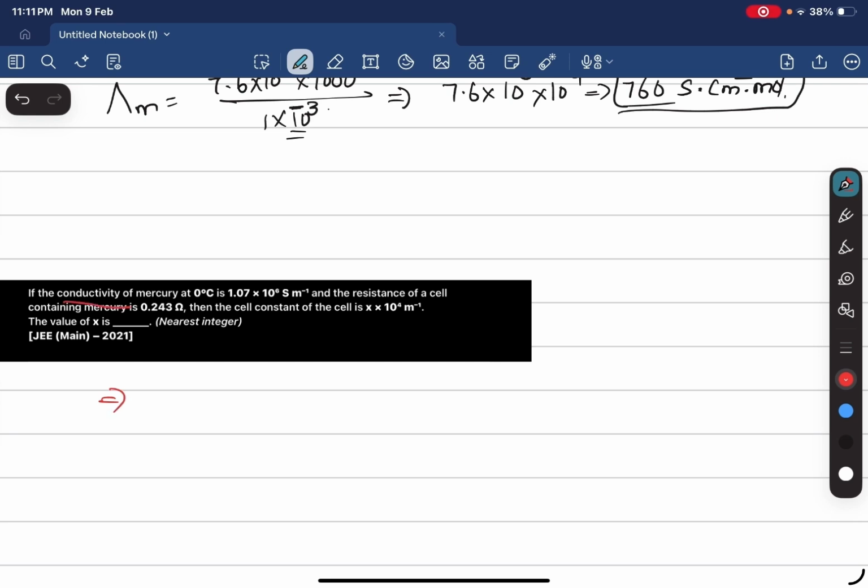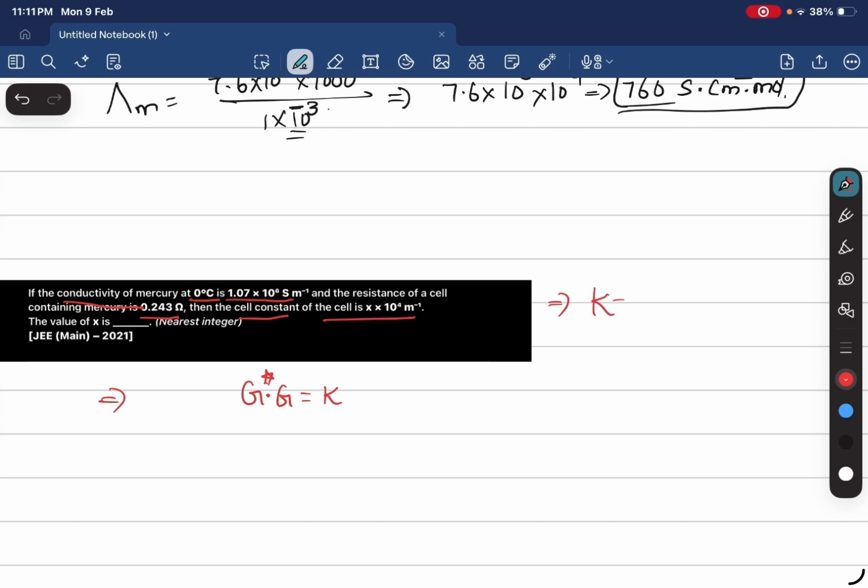So here what they are asking: the conductivity of mercury at 0 degrees is given, and the resistance of the cell is this many ohms. In cell constant they are asking. So it is direct formula based and simple also. We know that G star into G equals specific conductance. So what are given values we can substitute here.